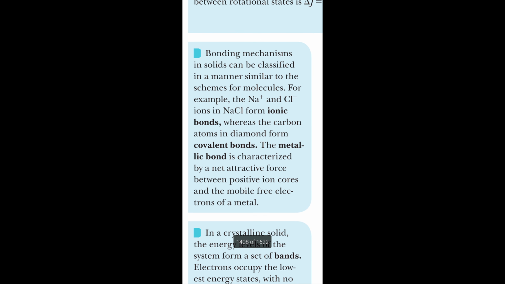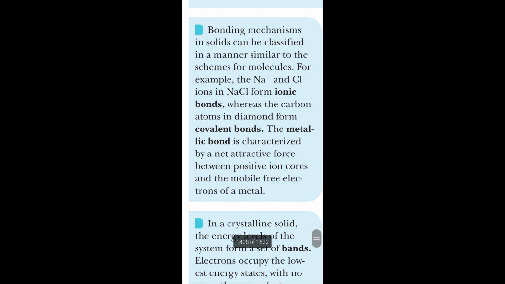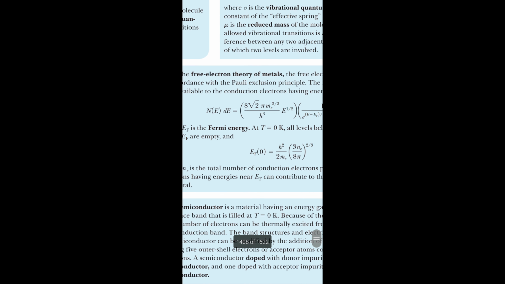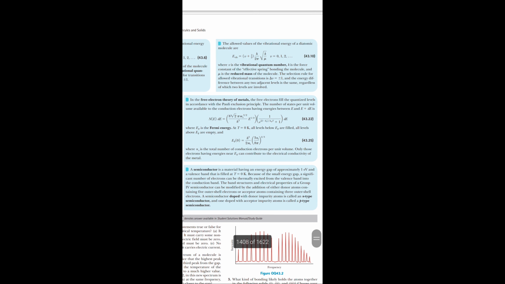Bonding mechanisms in solids can be classified in a manner similar to the schemes for molecules. For example, Na+ and Cl- ions in NaCl form ionic bonds, whereas the carbon atoms in a diamond form covalent bonds. The metallic bond is characterized by a net attractive force between positive ion cores and the mobile free electrons of a metal. I guess they're bringing in ionic and covalent bonds and trying to explain how metals are formed, the bonds between metals, like in a gold ring or a metal car frame.